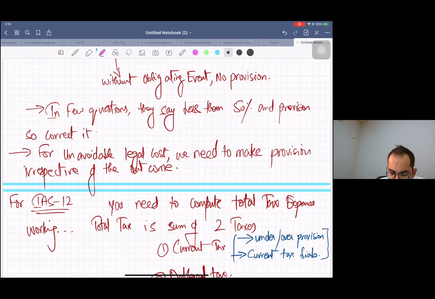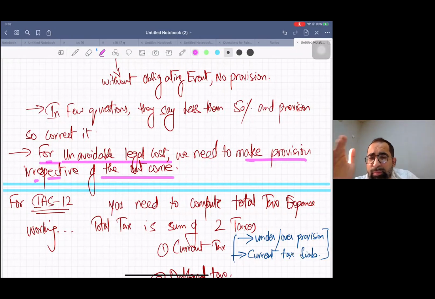One more thing: for unavoidable legal costs we need to make a provision irrespective of the outcome. In court cases, sometimes the lawyer tells you, sir, there is just a 20% chance that we will lose the case.